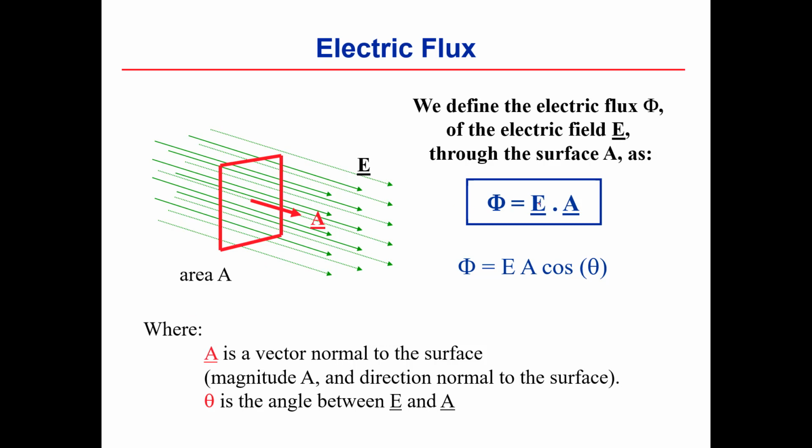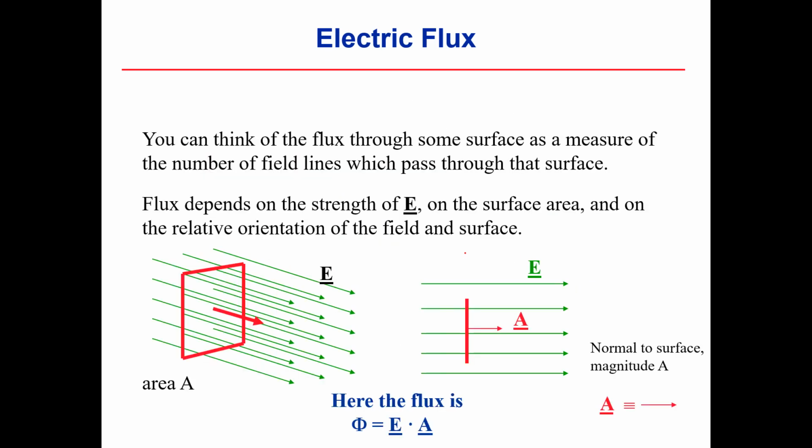Okay, since flux is a dot product, the answer is a scalar quantity. So, electric flux is a scalar quantity and it is equal to E times A multiplied by cosine theta, where E here is the magnitude of your electric field and A is the area. And theta here is the angle between the electric field vector and the area vector.